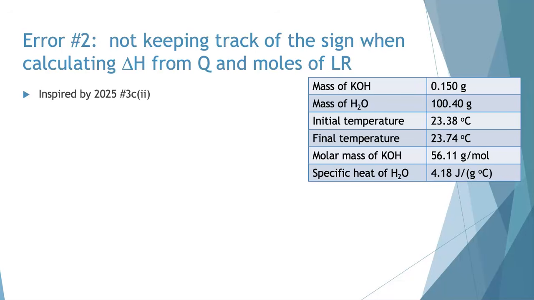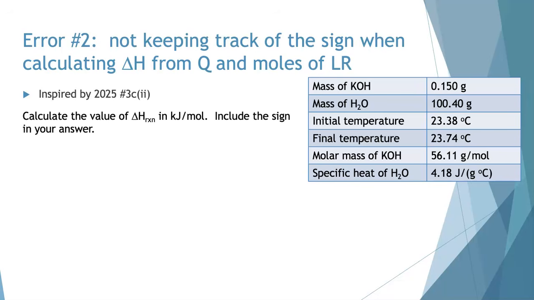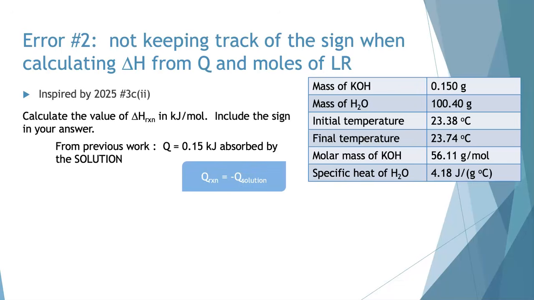So working through this same problem, continuing it on, the next part was to calculate the value of delta H in kilojoules per mole. Include the sign in your answer. You were explicitly told to do that. So we already know that Q was 0.15 kilojoules. That's the amount of energy that was absorbed by the solution. But we want to know what's happening from the perspective of dissolving the KOH. So we know that the enthalpy change from the reaction or from this process has the same magnitude, but the opposite sign of what the solution did.